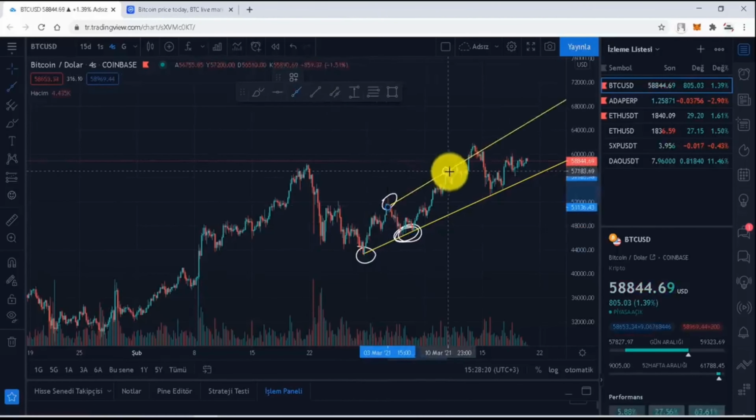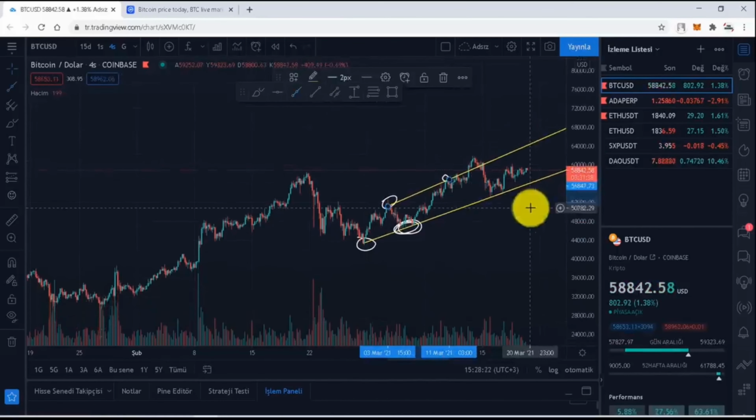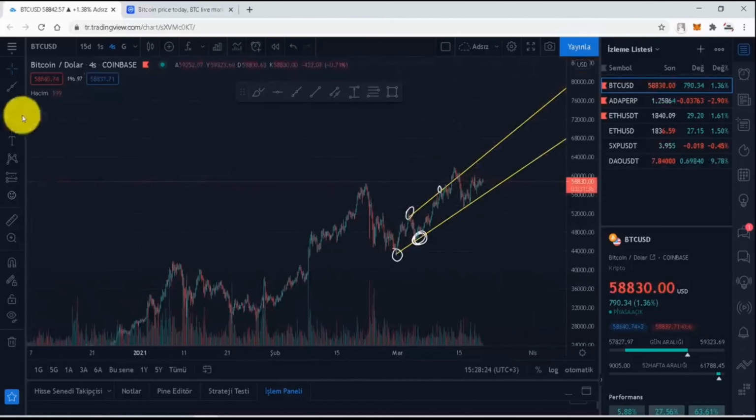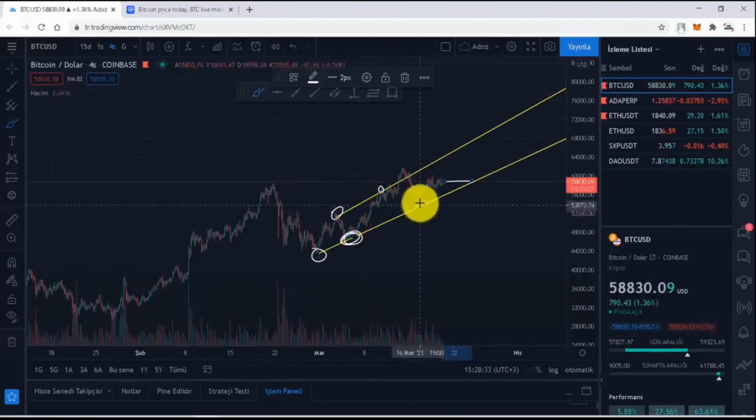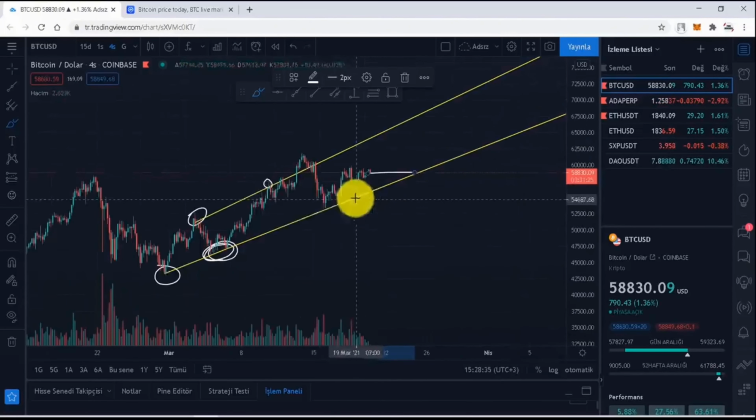There is a peak here again. As you can see, this is actually a trend, friends. In this way, Bitcoin is progressing within a trend. And this trend actually serves as a support point for us. So the lower part of this trend acts as support for us. The upper part works as resistance.